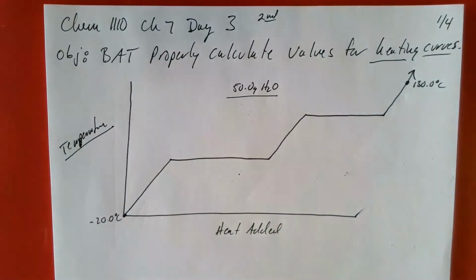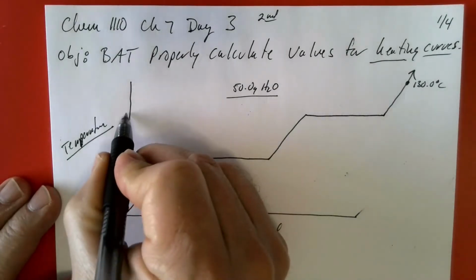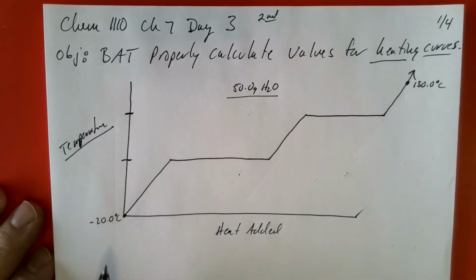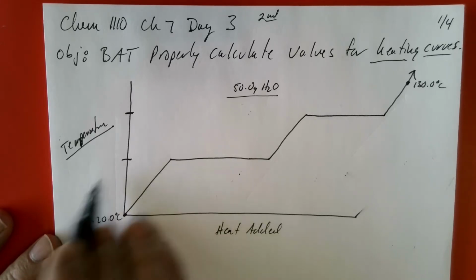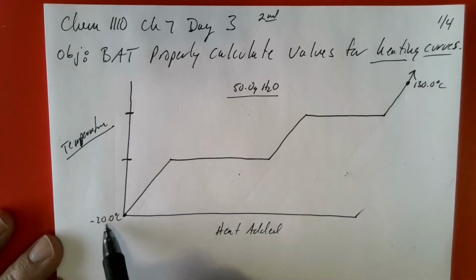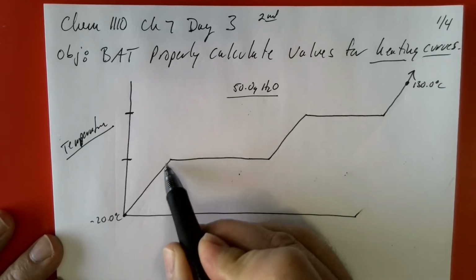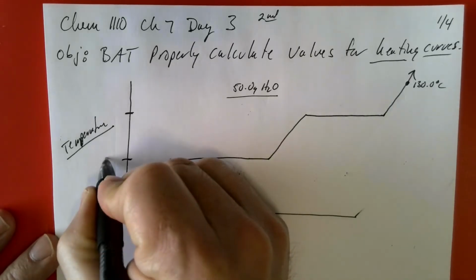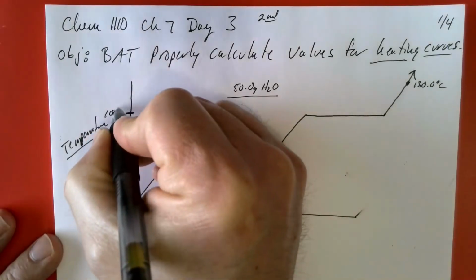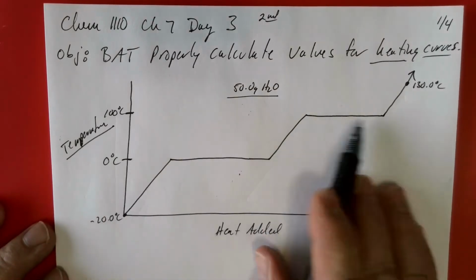Now, for water, we should know this value and this value. Does anybody know what this value for water is? Nobody? Well, think about it. If I'm at negative 20 degrees, what is water at this stage? What do I have here? Isn't it ice? It's ice, right? 0 and 100. So this is 0 degrees Celsius and this is 100 degrees Celsius, because that's where I change from solid to liquid, and this is where I change from liquid to gas.